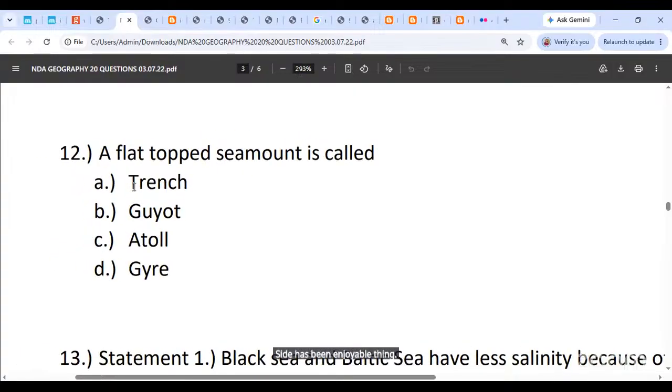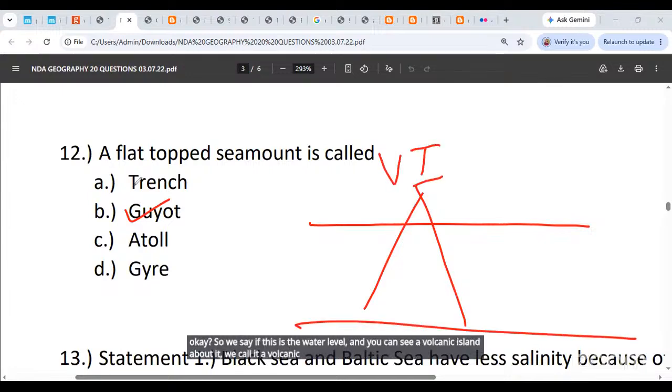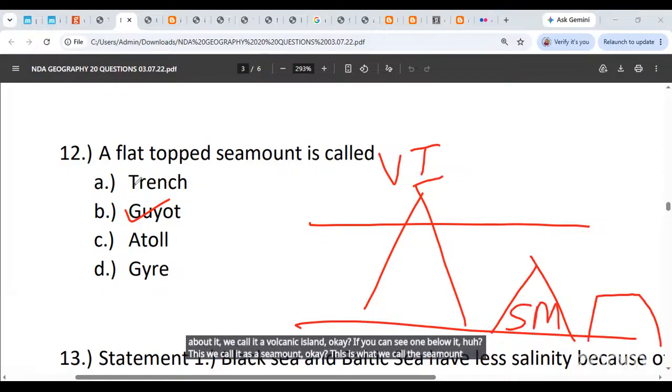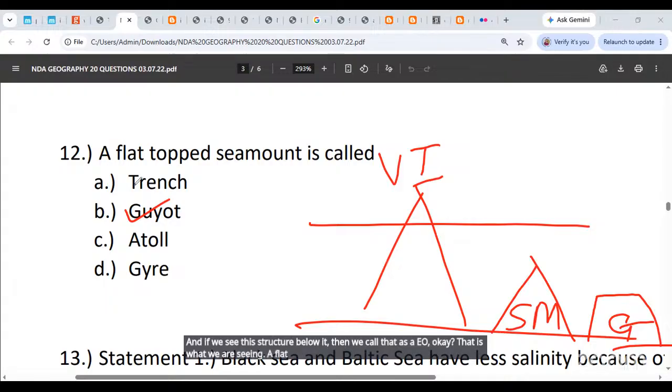A flat top sea mount is called a guyot. Very good. A flat top sea mount is famously called a guyot. If this is the water level and you can see a volcanic island above it, we call it a volcanic island. If you can see one below it, we call it a seamount. And if we see this structure below it, then we call that a guyot. A flat top seamount is usually called a guyot.